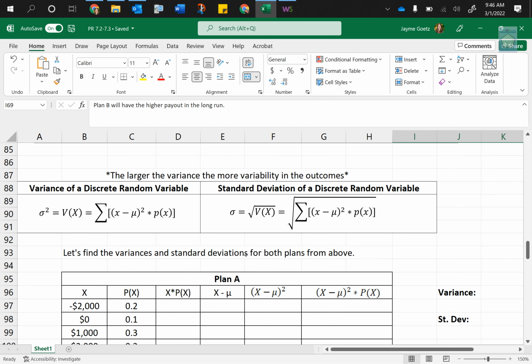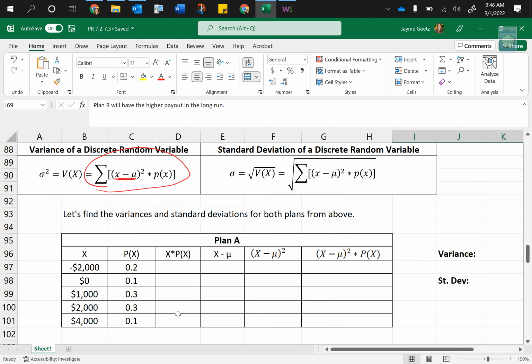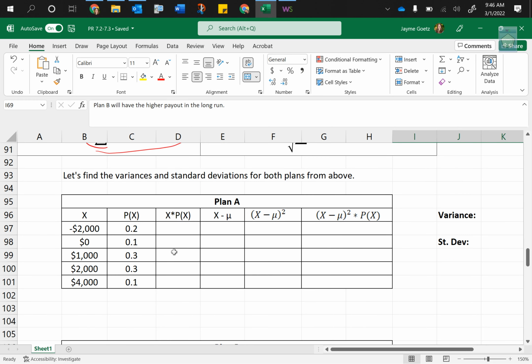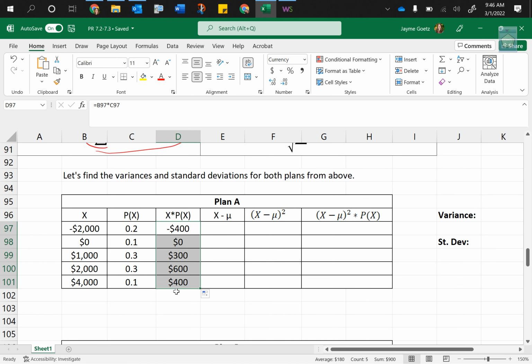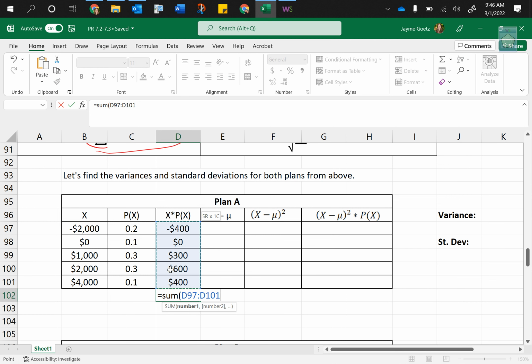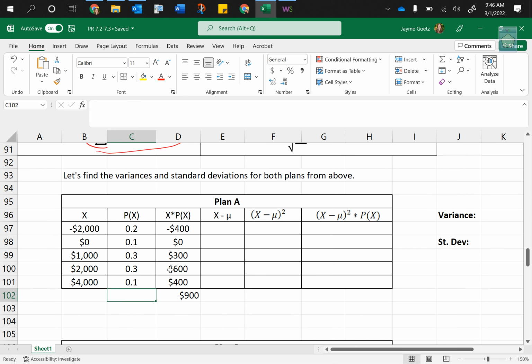I want to start with finding each value and subtracting my mean or expected value. So I'm going to come down here. We need to find the expected value, which we technically already did, but we're going to have to do it again. So we're going to find the expected value here. We're going to take this guy times this guy. Drag it on down. And how do I find that expected value? Yeah, equals sum. That's my mu. That's my mean.